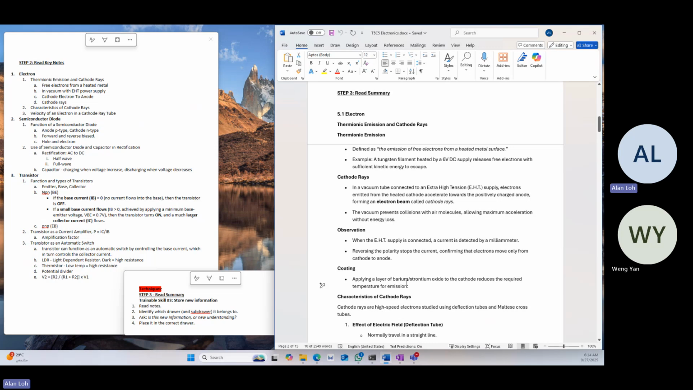Let's start with this one. Let's start now. Okay. Emission of free electrons from heat. EHT is extra high tension. Now we understand.